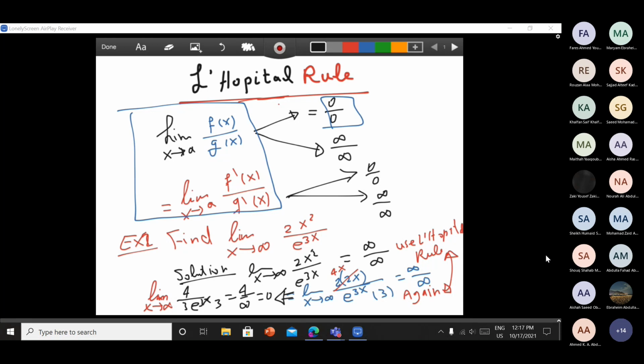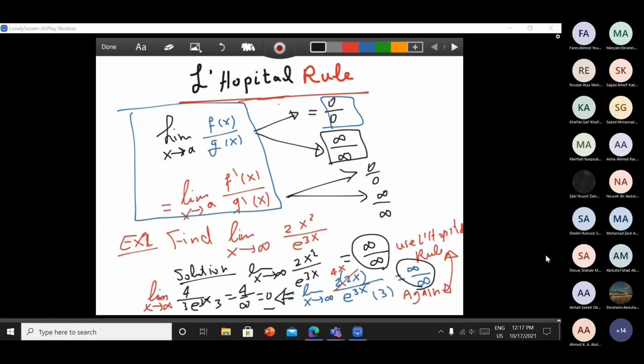This is how I use L'Hopital once. I still have undefined value infinity over infinity. So I can differentiate the numerator again and the denominator, right? And by the end, I will have defined value. This is the only two cases, infinity over infinity or 0 over 0.